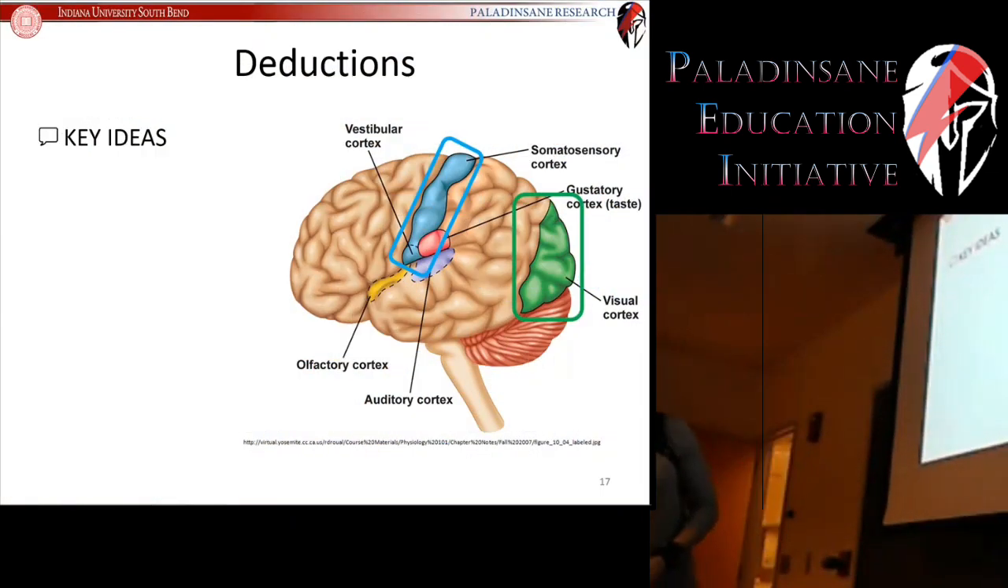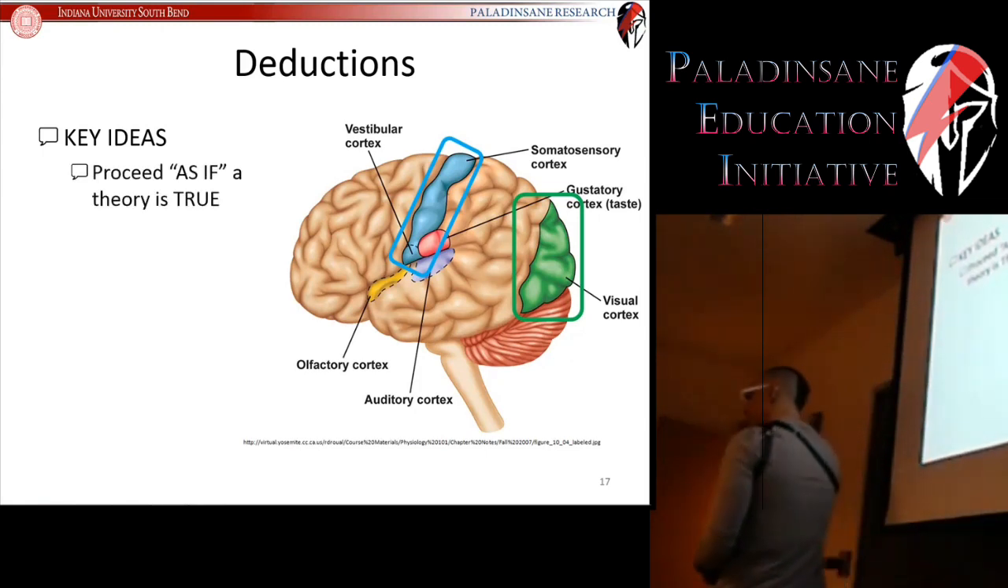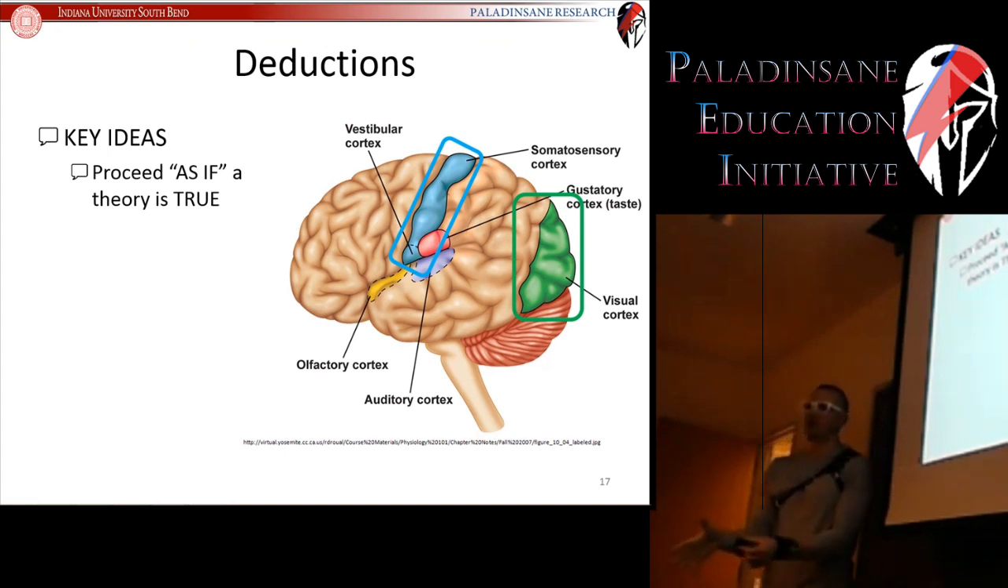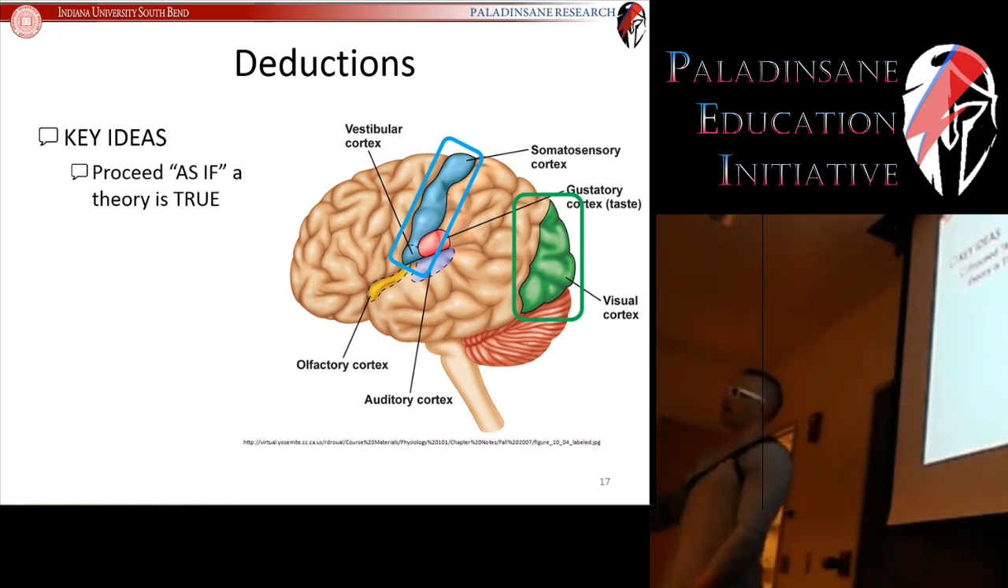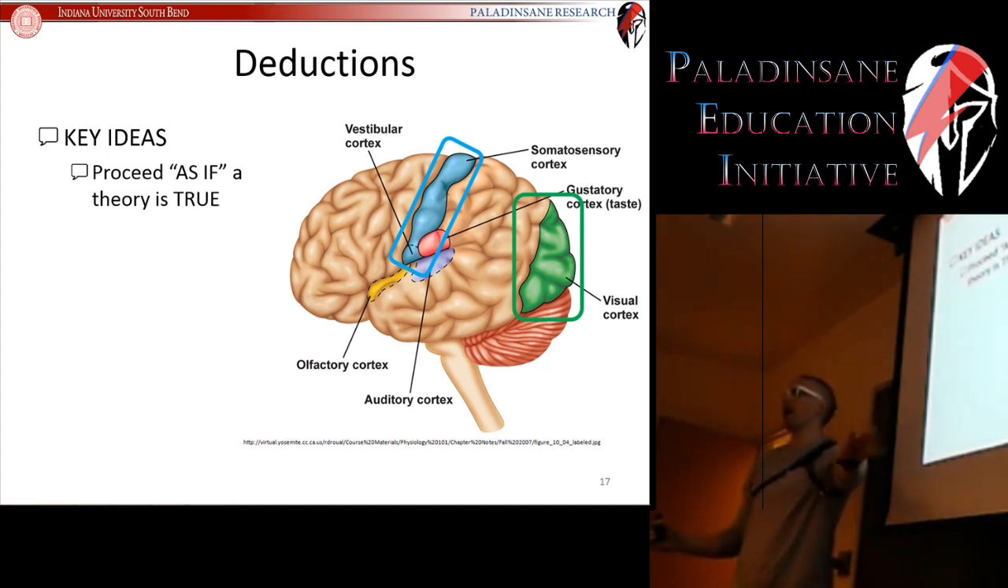All right, let's start taking a look at a couple of key ideas. Key idea number one, and these are things you're going to want to remember going forward. Whatever theory you come across, whatever theory you look at and say, okay, this theory is a good explanation of this phenomenon that I'm looking at, for the rest of your work, proceed as if that theory is true. So the way to start deductions is to say, all right, I'm going to start with this theory, and if this theory is true, what's going to happen?